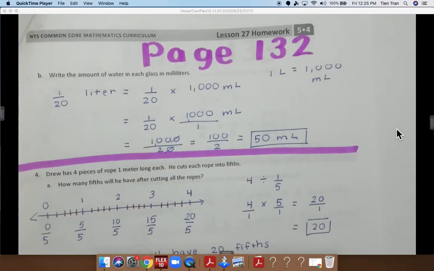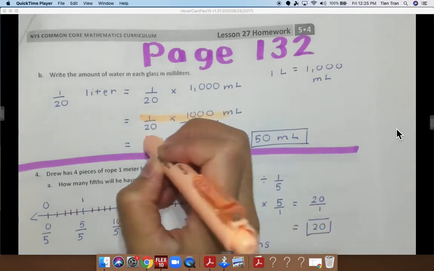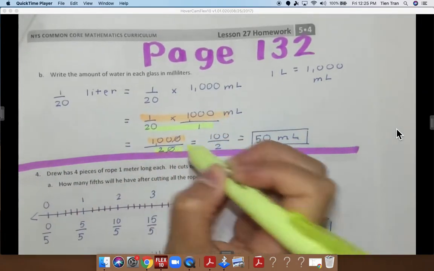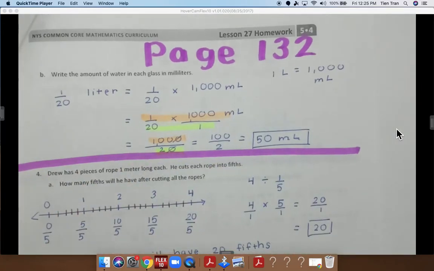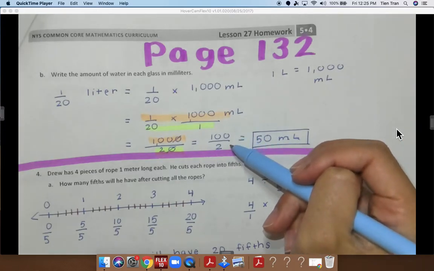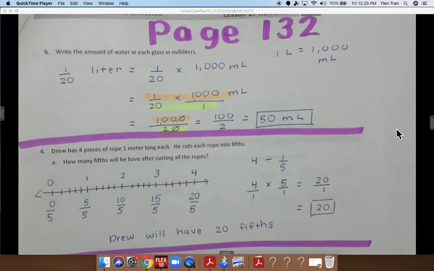1 times 1,000, let me highlight that so you can see it. 1 times 1,000 is equal to 1,000, and 20 times 1 is equal to 20. I can cross off my zeros and I get 100 divided by 2. 100 divided by 2 is equal to 50 milliliters.